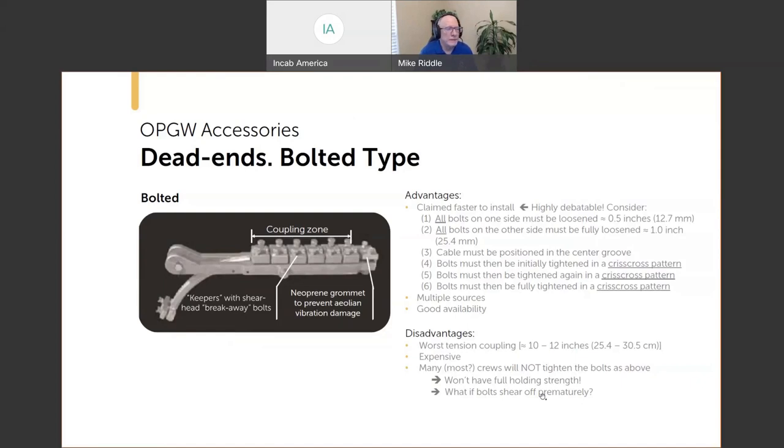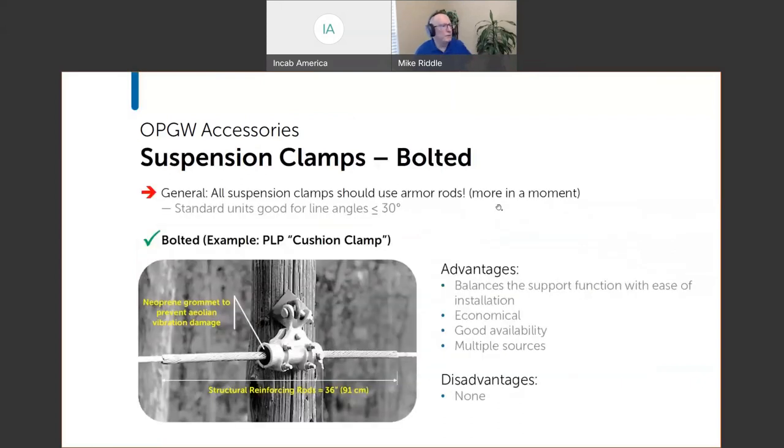And in many cases, what you'll have is the keepers will be cocked and it will be noticeable. And you'll know that that dead end is not going to develop its full holding strength. If you notice that the keepers are cocked, and you say, oh, shoot, what I did caused the shear heads to shear off prematurely, what do I do now? Well, you have two choices. You can go get a torque wrench, and now you have to be very precise in tightening them, or you can buy replacement bolts. And I've seen customers do both, and it just becomes a hassle for everybody involved. It's admittedly a minor hassle, but it's a hassle nonetheless. And don't we all want our lives to be a little bit easier? So officially, these are okay, but as you can tell, I don't really like them a whole lot.